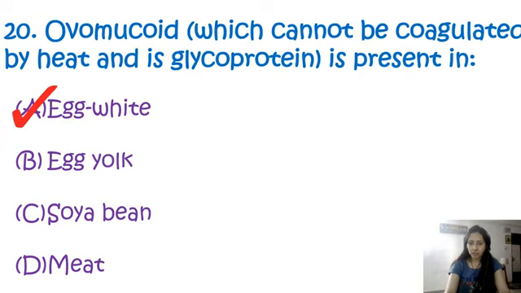Ovomucoid, we know it is one of the major proteins found in the egg white. Along with it, ovalbumin and ovotransferrin are also found. Actually it serves as a protective agent for the developing embryo, providing stability and protection against pathogens. So correct option is A, that is egg white.